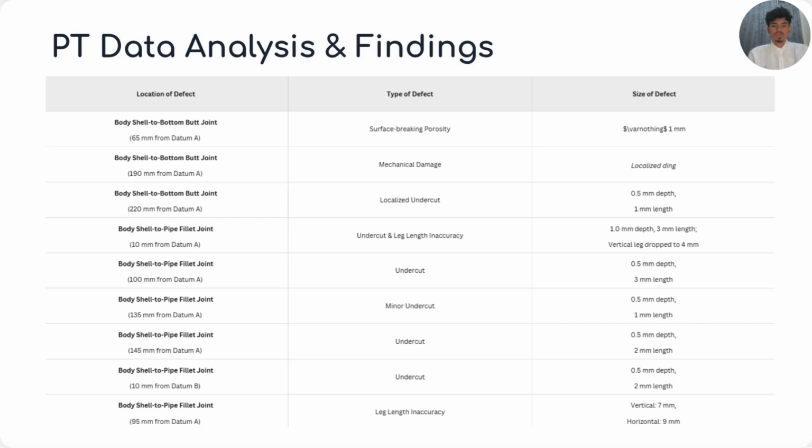After the PT workflow process, we go to the PT data analysis and findings. After we did the PT on the material tank, this is the data that we found in the equipment: we found undercut, leg length, a little bit of location, and mechanical damage. So that's all for me.